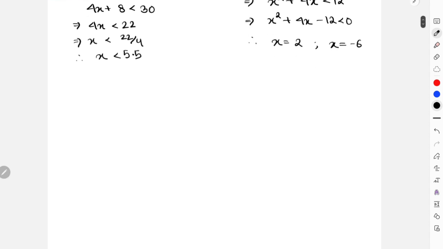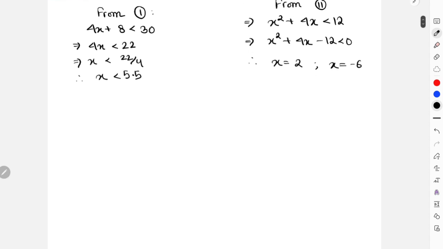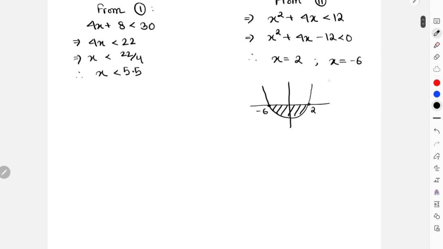Now this is for a quadratic equation, right? For a positive quadratic equation, this is how the graph would be. This is 2, this is minus 6. They are asking you to find out the range for this portion of the area. So the range for just equation 2 would be x should be less than minus 6 or x should be greater than 2. This is the range.